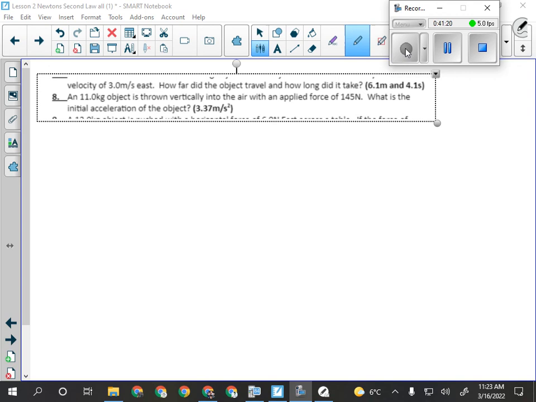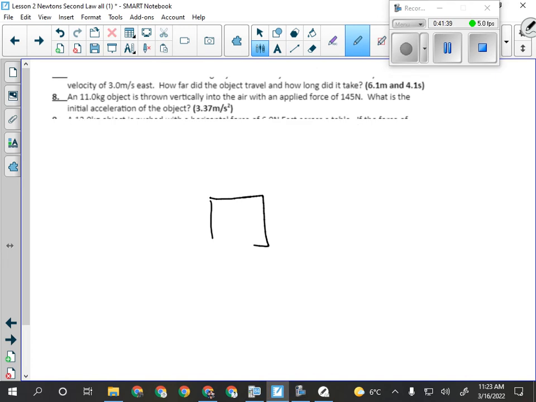So the thing to remember about number 8 is that it's an elevator question, and I may have spoiled it for you when I told you that. But I have put a question as simple as this on a unit exam in the past, and had people absolutely bomb. Because they forget that when you throw something up in the air, 2 forces are acting on it. Gravity, that's the one they forget, and the applied force that you're using to throw it into the air. So an 11 kilogram object is thrown vertically into the air with an applied force of 145 newtons. What's the initial acceleration of the object?